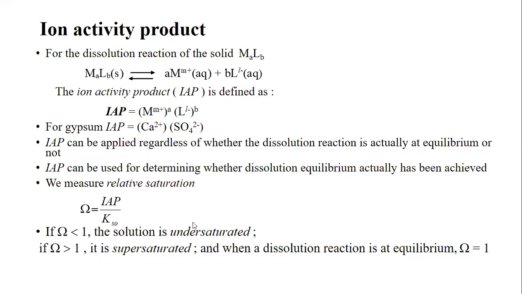Understand it? Yes. If omega is greater than 1, if we calculated IAP and divided it by K, then we got a value.